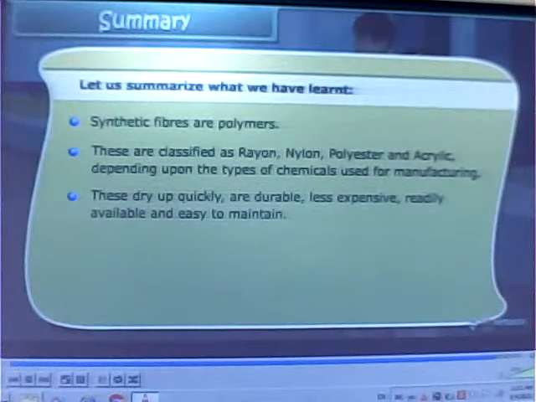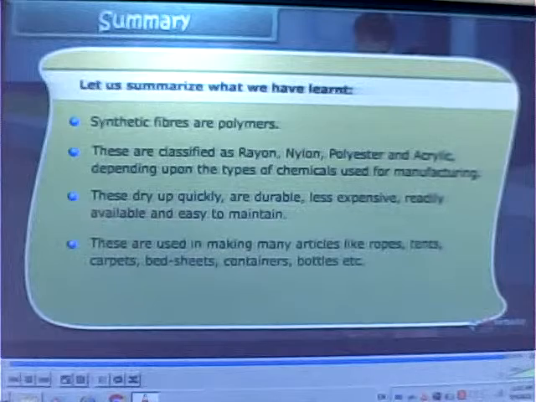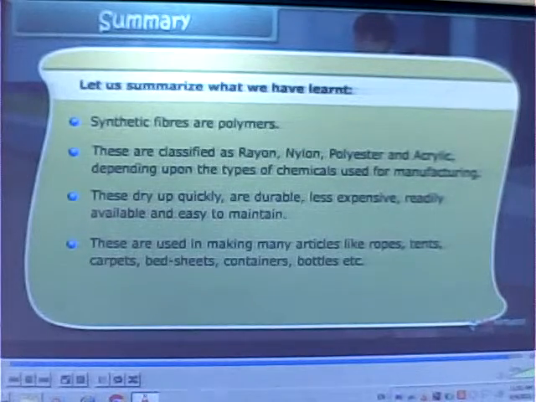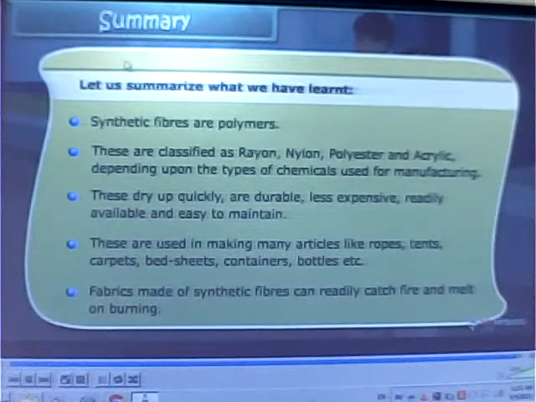These dry up quickly, are durable, less expensive, readily available, and easy to maintain. These are used in making many articles like ropes, tents, carpets, bed sheets, containers, bottles, etc. Fabrics made of synthetic fibers can readily catch fire and melt on burning.